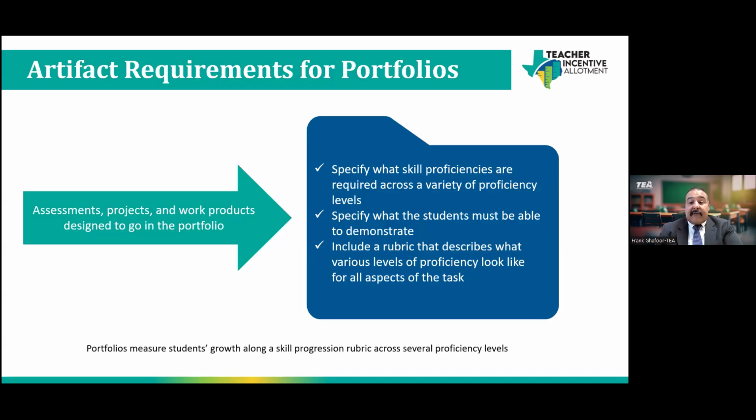Artifact requirements for portfolios include that they need to specify what skill proficiencies are acquired across a variety of proficiency levels. They also need to specify what the student must be able to demonstrate. And lastly, include a rubric that describes what various levels of proficiency look like for all aspects of the task. I do want to note, portfolio measures student growth along a skill progression rubric with several proficiency levels.